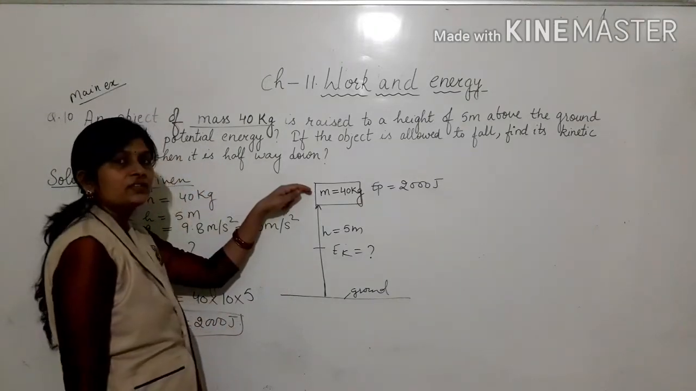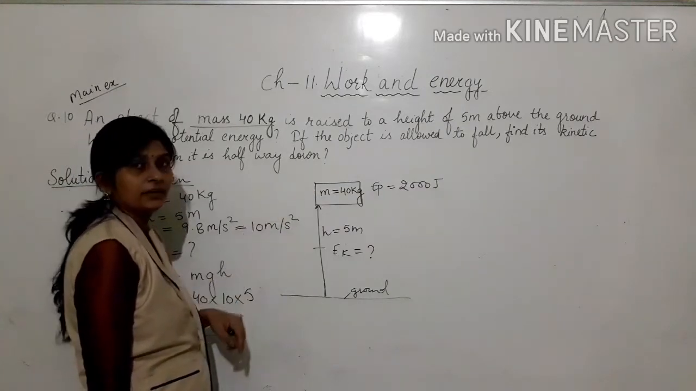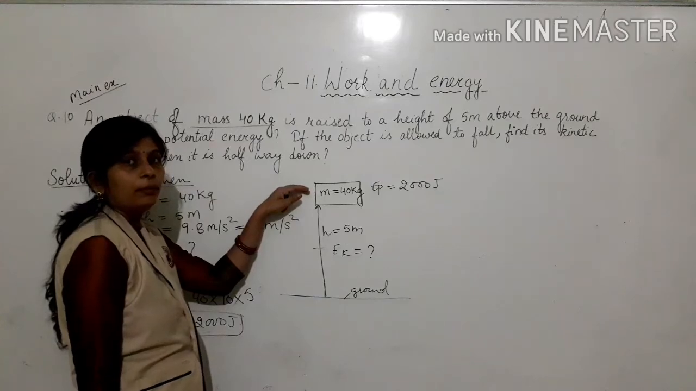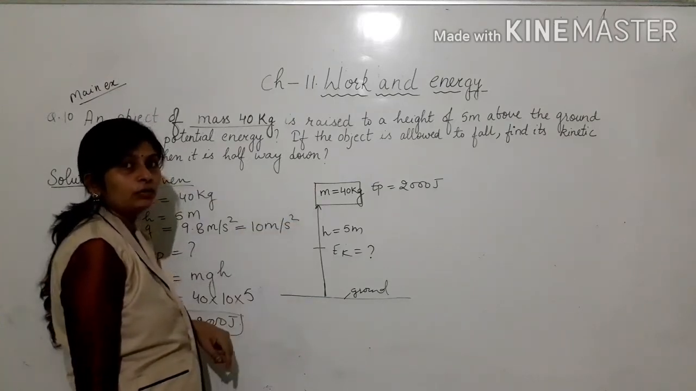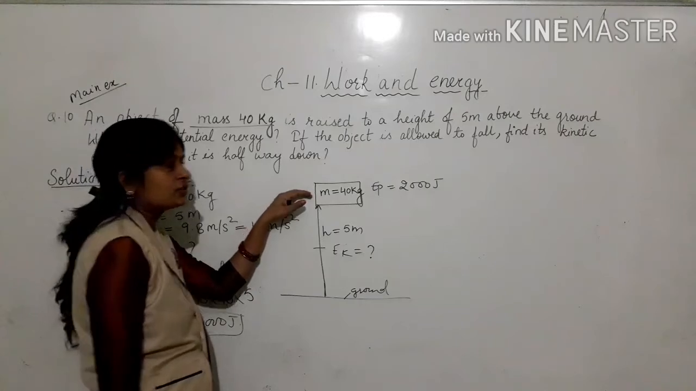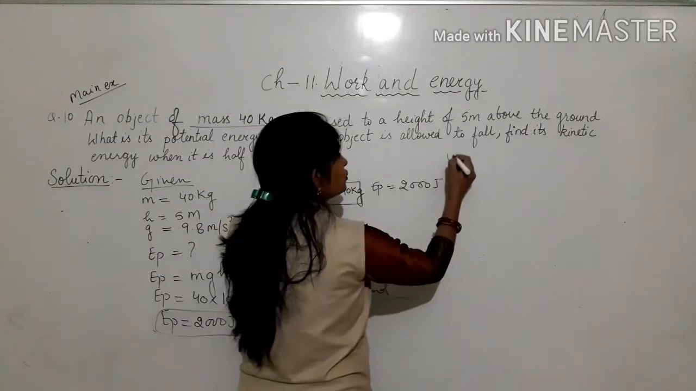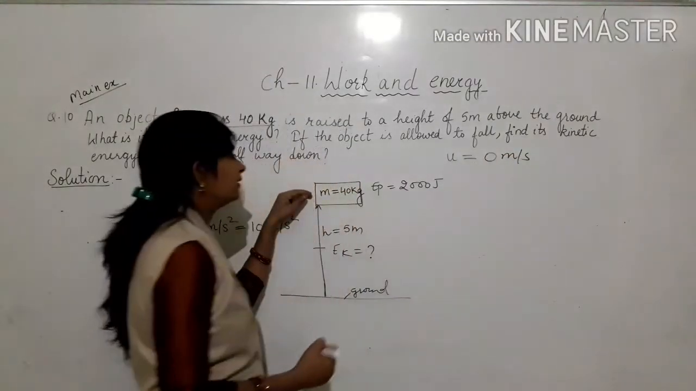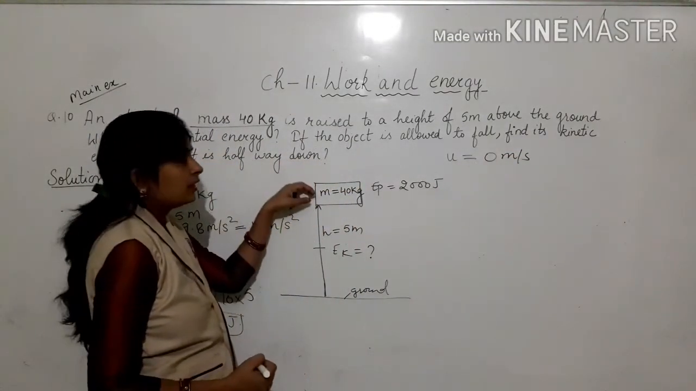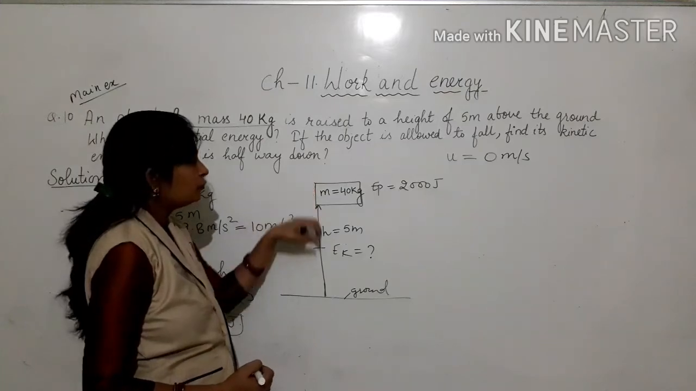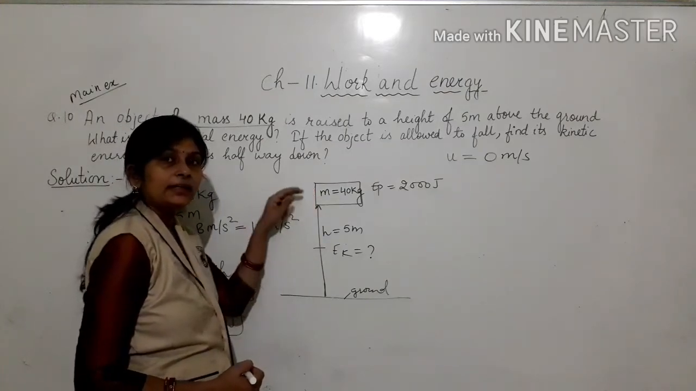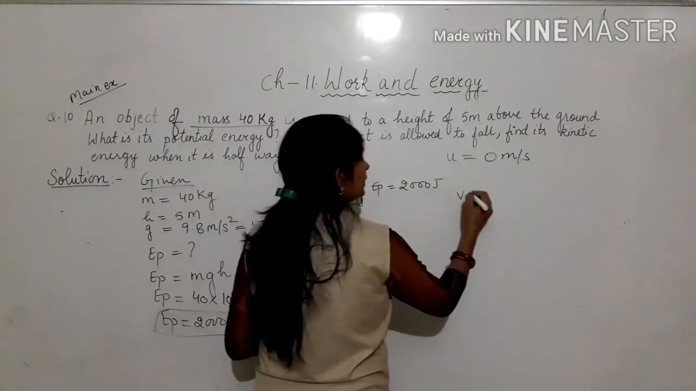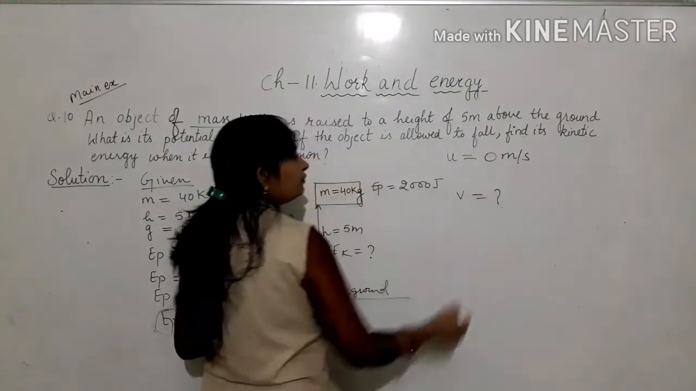when the object is released from this height, before falling freely down, it was at rest. So its initial velocity u is 0 meter per second. Now it is made to fall freely. Then it acquires a velocity called final velocity that we don't know. We will calculate.